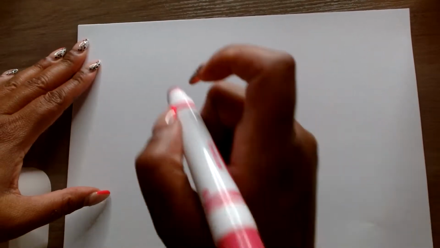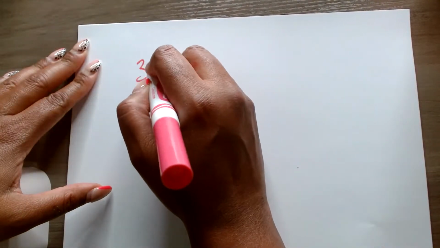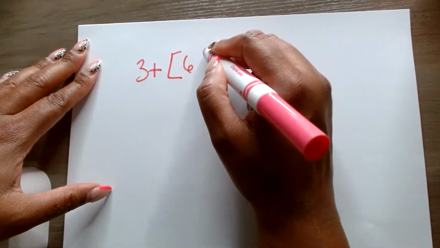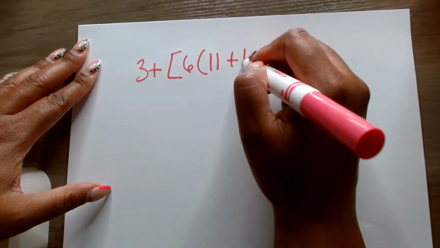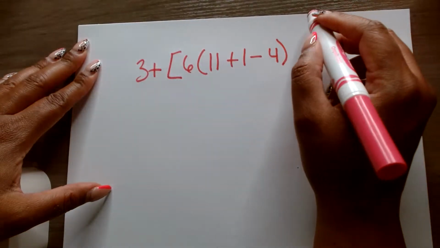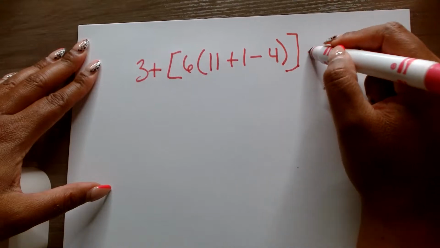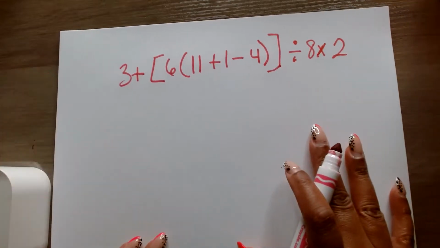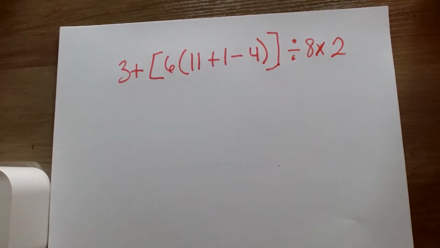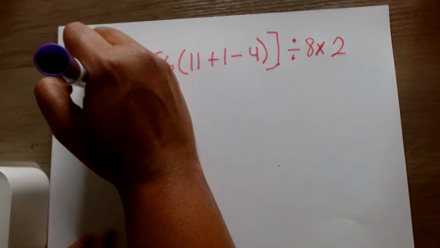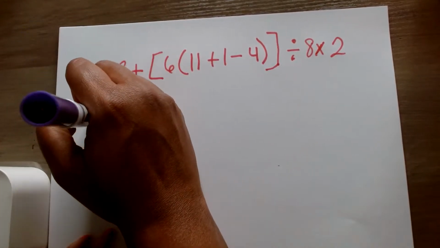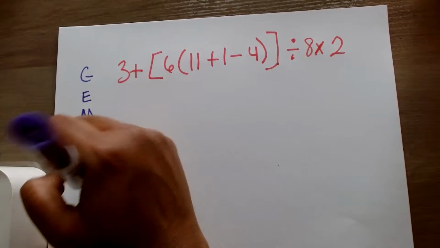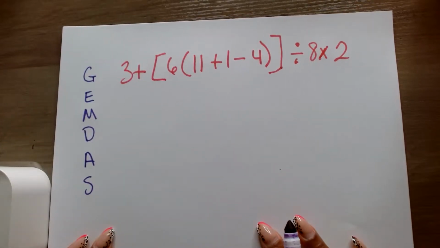Alrighty, so we are going to go with 3 plus 6 times parentheses 11 plus 1 minus 4, close parentheses, bracket, divided by 8 times 2. Yeah, it looks like a little doozy here, but we are just going to jump right in. And first, like we said, we are going to use GEMDAS. So I'm going to write it to the side. GEMDAS. And that G stands for groupings now.